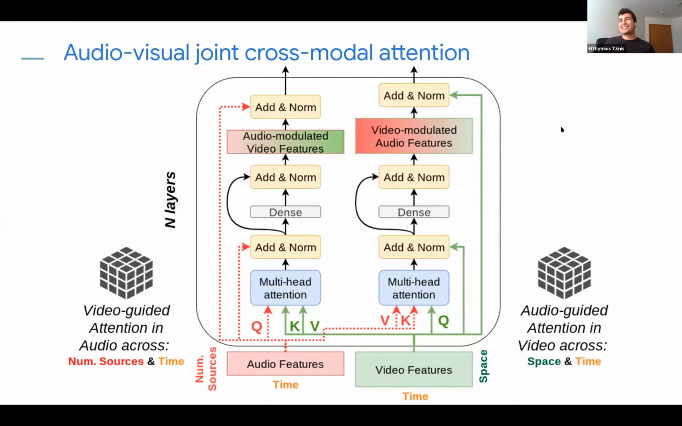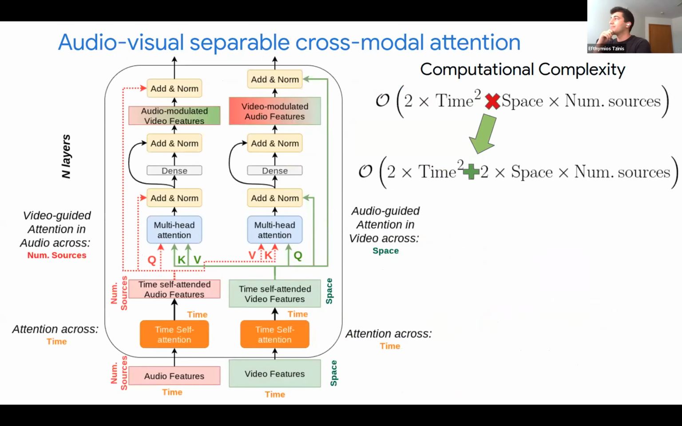So we can do exactly the same thing with the audiovisual joint cross-modal attention, where we now have two attention mechanisms. First, for the audio features, we attend across the number of sources and time, while for the video features, we do across space and time. So we have another separable variation of this block, which is shown here, where we do exactly the same thing, and we get the same kind of gain for our computational complexity.